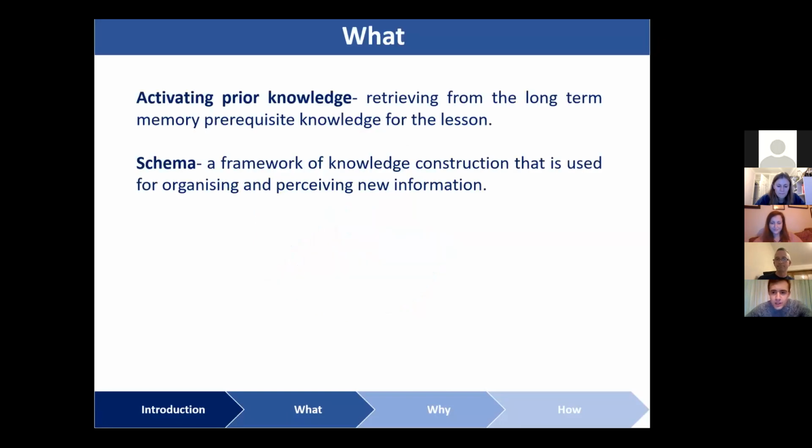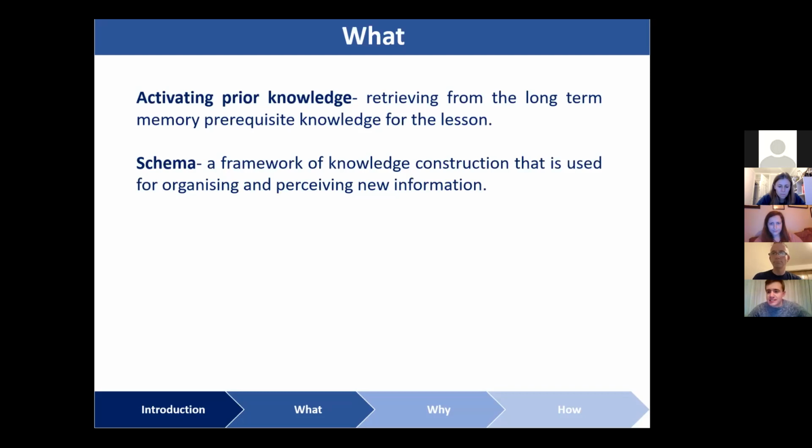Thank you, Andrew. So the title of this session is about activating prior knowledge to construct history schema in the classroom. So I wanted to just talk about what we mean by these terms. Firstly, activating prior knowledge means retrieving from the long-term memory prerequisite knowledge for the lesson. By prerequisite, I mean knowledge which is going to be useful in that lesson, which they need to have understood to be able to understand the new section of content. And then schema, for those of you unfamiliar with the term, is a framework of knowledge construction that is used for organizing and perceiving new information, which will become more apparent as I go through.